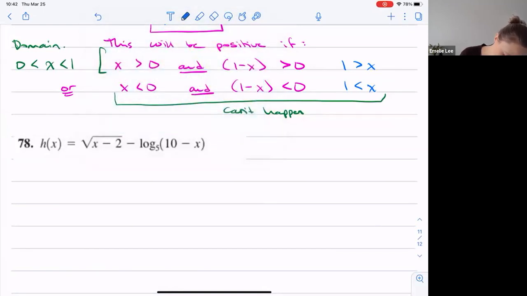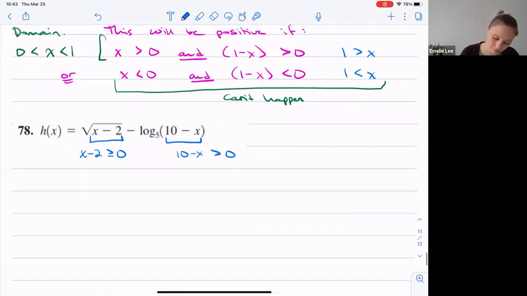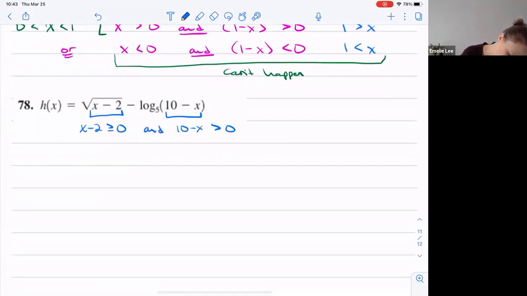So here, I know that x minus 2 has to be greater than or equal to 0, but I also know that 10 minus x has to be greater than 0. Notice the difference: I can take the square root of 0, but I can't take the log of 0. So I'll put an and here because both of those have to be true. Both of those have to be satisfied. Now, I have x minus 2 is greater than or equal to 0, so x must be greater than or equal to 2.